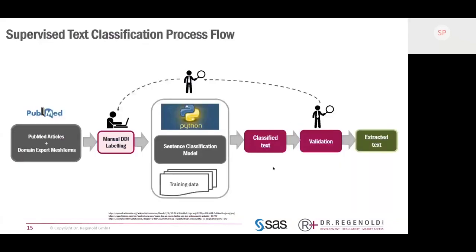This is the process flow, how we performed the classification. We extracted some articles from PubMed, and we used certain MeSH terms to derive a corpus of documents. These documents were labeled per sentence, and the model we built was a sentence classification. We used a transformer-based model here in order to classify the text.